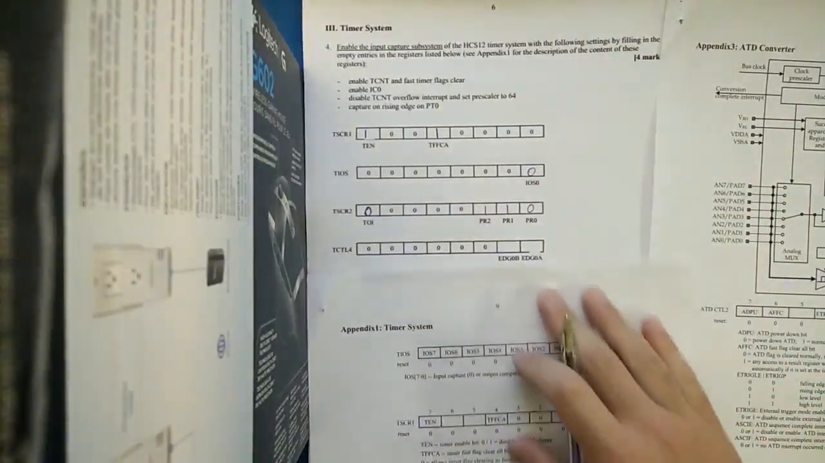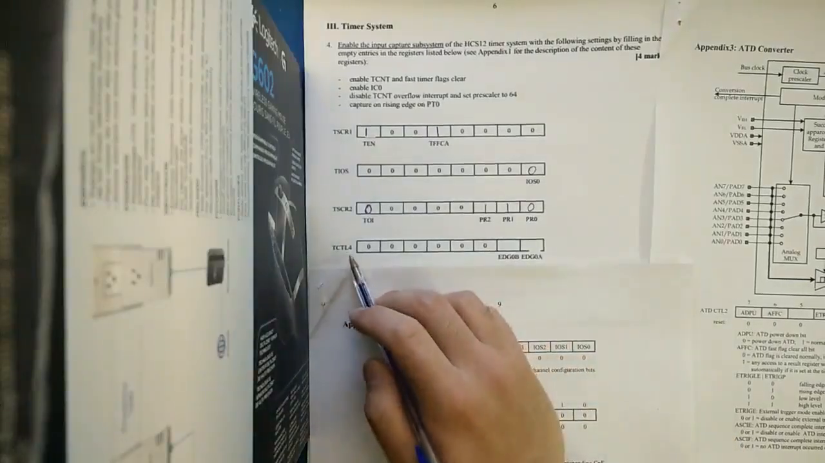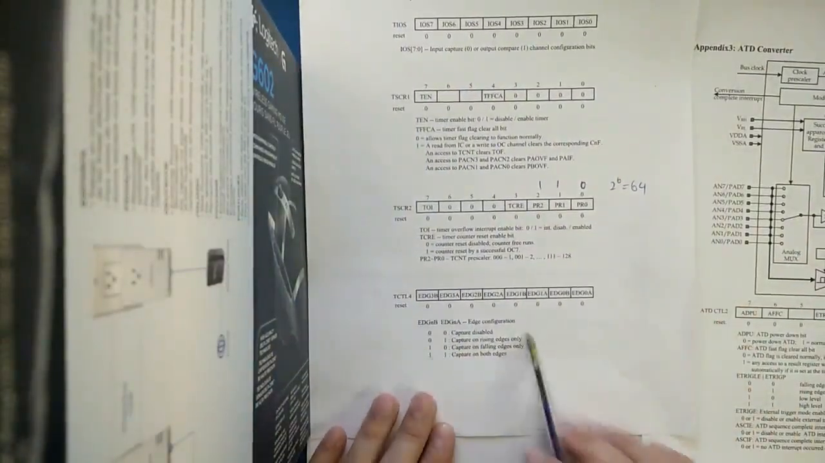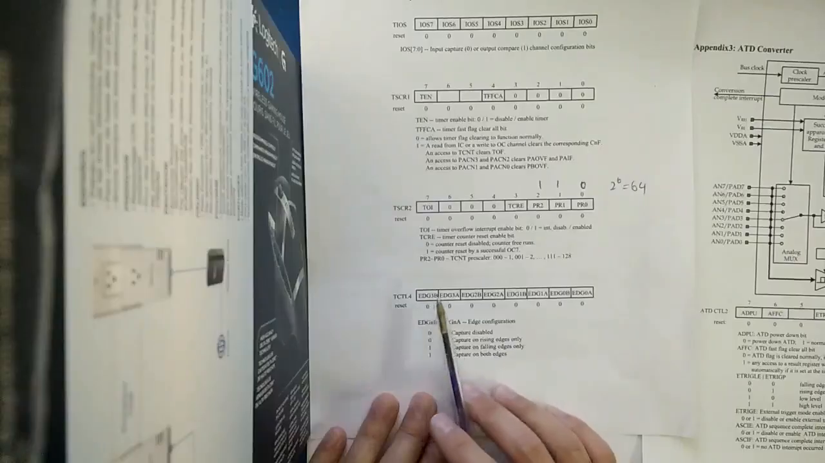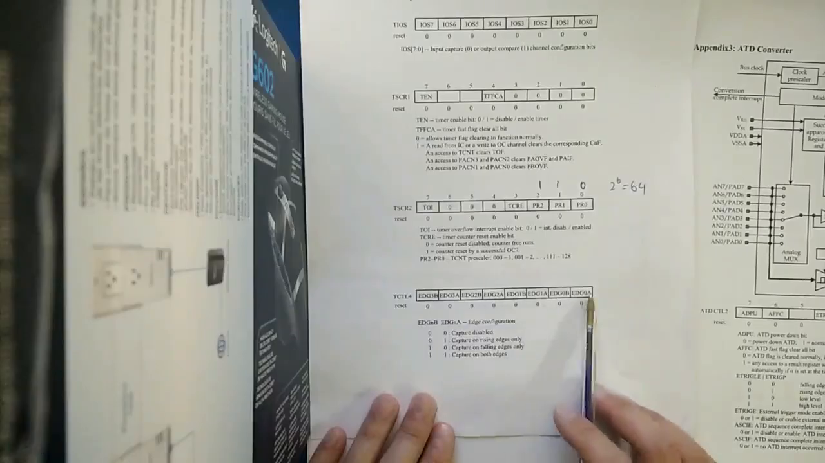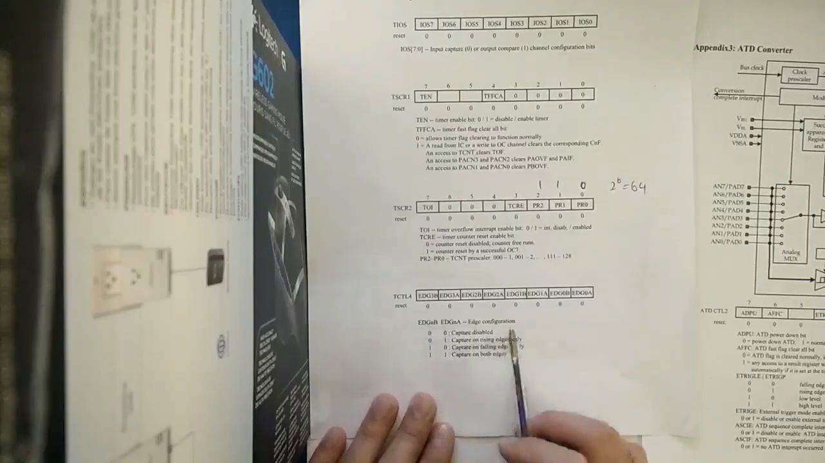The next thing we need to do is TCTL4. Let's look at that register. These are the settings, and each of them has a different channel. This is channel 3, this is channel 2, channel 1, and channel 0. For each, this is EDGnB, where n means any channel, whichever channel you choose, and it says edge configuration.